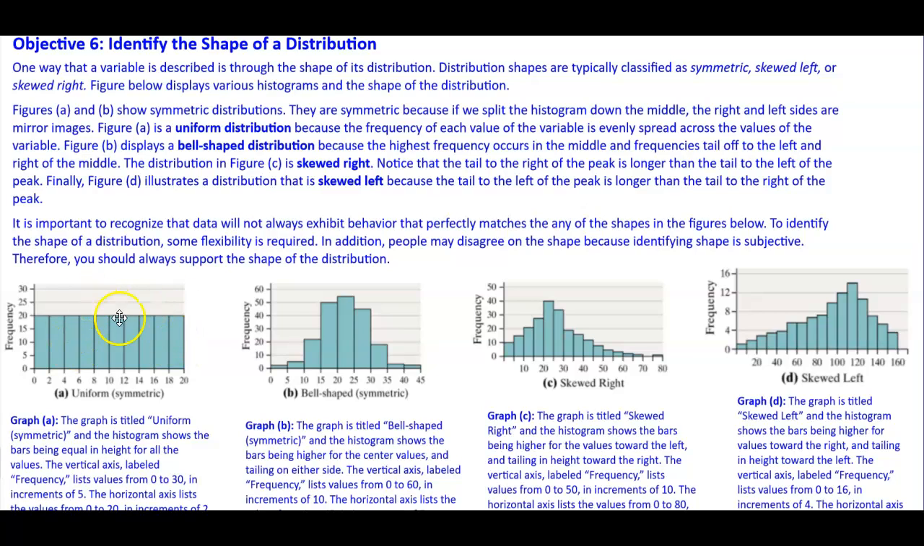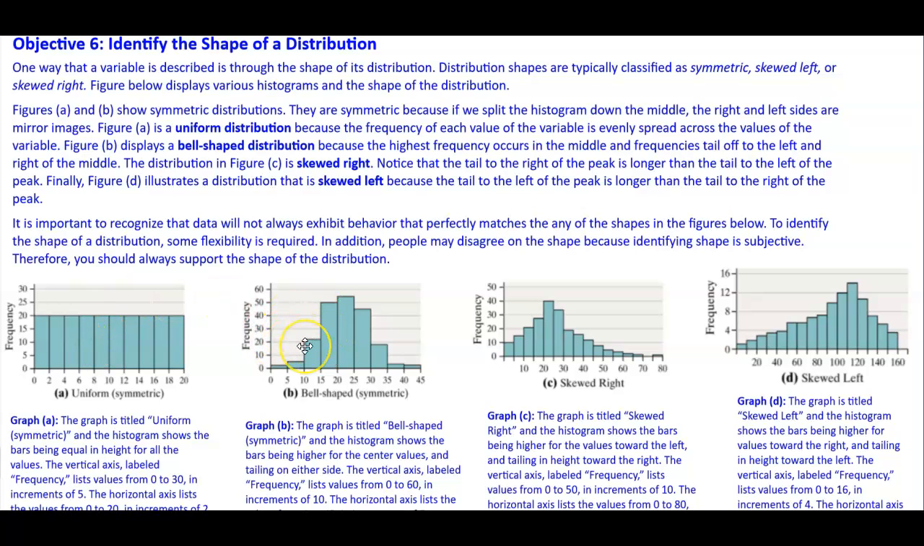If we look at figures A and B, the first two figures, they show symmetric distributions. They are symmetric because if we split the histogram right down the middle and folded the page, the right and left sides are mirror images of each other. Figure A is considered a uniform distribution because the frequency of each value of the variable is evenly spread across the values of the variable.